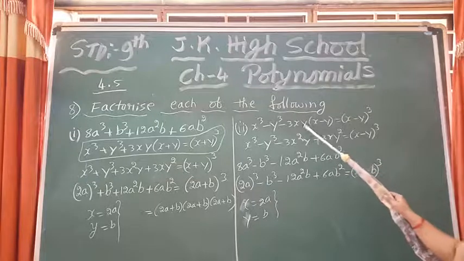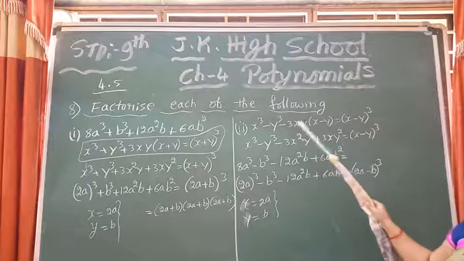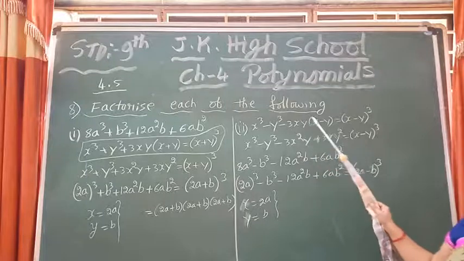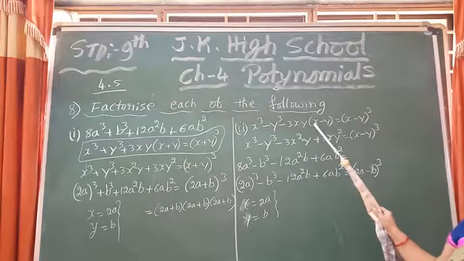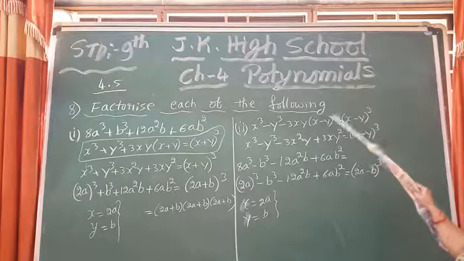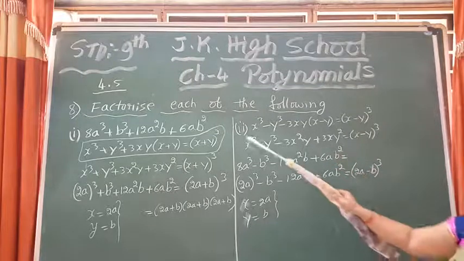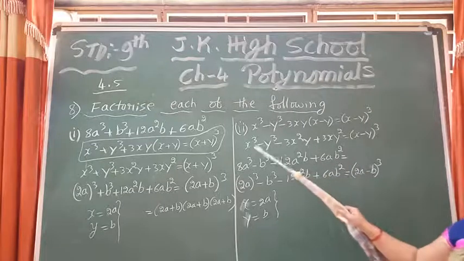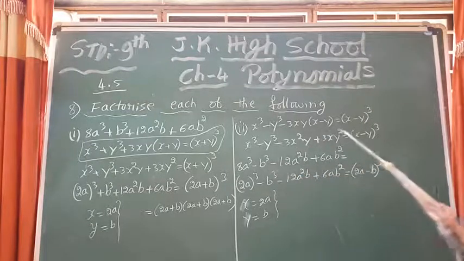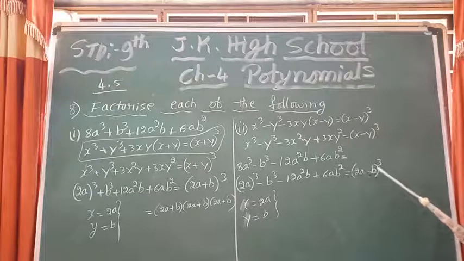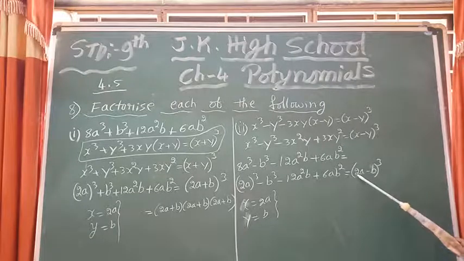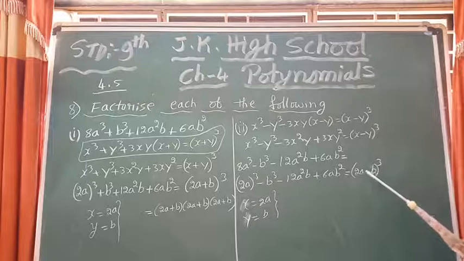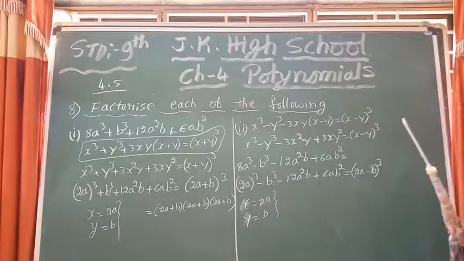First, we know this identity: after simplification, minus into minus plus, minus into plus minus 3xy squared, and 3x square y. If you know this identity, after multiplication you are going to get this pattern. So this pattern question is there. Then if you identify the x value and y value, you can write it as (x minus y) whole cube. In place of x, 2a is there, in place of y, b is there, so (2a minus b) whole cube we can write, children.